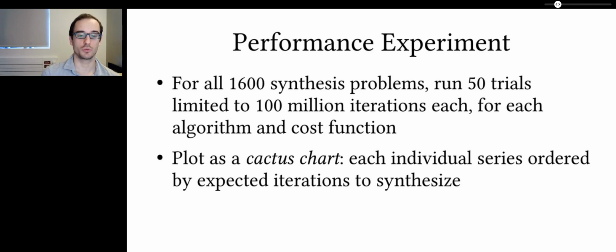To solve this, we're going to use a kind of standard technique, which is to use a cactus chart. And in a cactus chart, we're going to take each algorithm and essentially sort the series of expected iterations for each synthesis problem. And this will let us see how each algorithm scales as the problems get more difficult. But it means that when we're comparing a particular point in the chart, we're comparing, say, the 50th fastest synthesis problem for each algorithm, and not necessarily exactly the same synthesis problems.